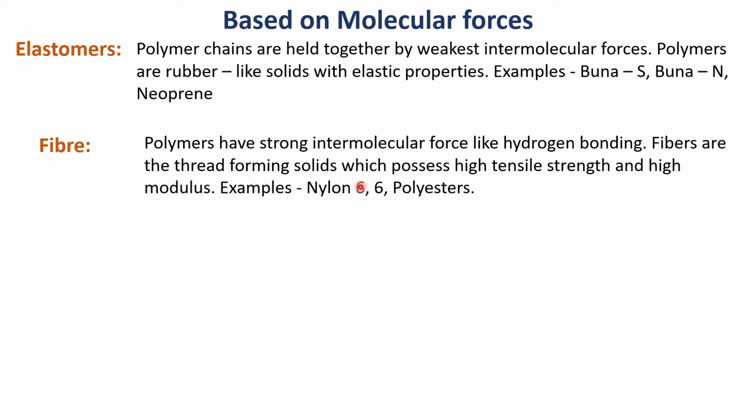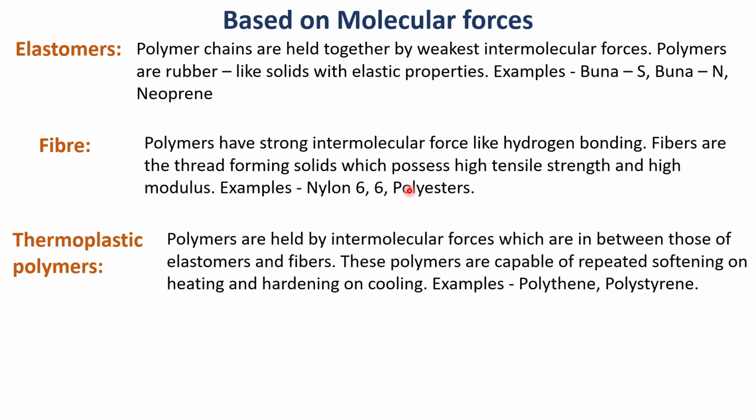For example, it includes nylon 6, nylon 6,6 and polyesters. Nylon 6 is also used in ropes. Why do we use it for ropes? Because of its strength. So nylon is used for that purpose.